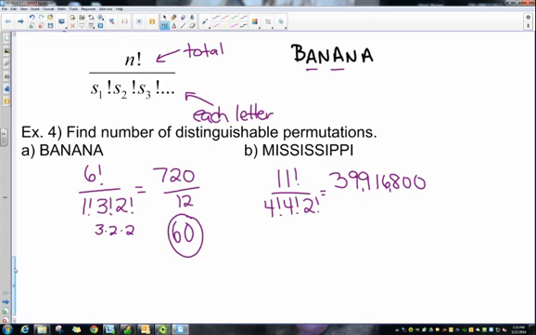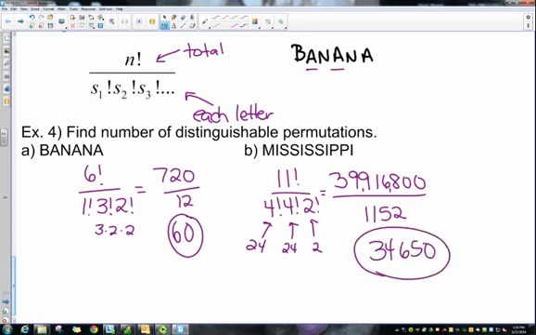Let's see, so that is 39,916,800. Okay, 4 factorial is 24. So you've got 24 here, you've got 24 here, and you have 2 there. So you go 24 times 24 times 2. That gives you 1152. Now divide those out, and you end up with 34,650. There's your final answer. So that's how many ways that Mississippi can be rewritten where they're all different.